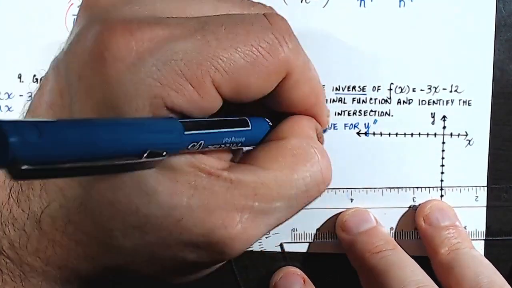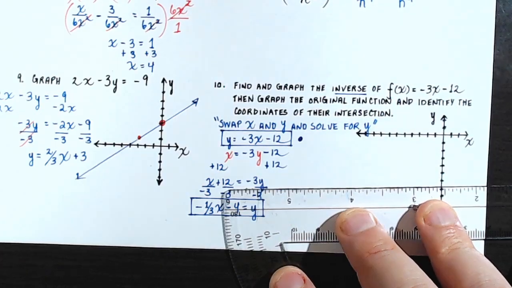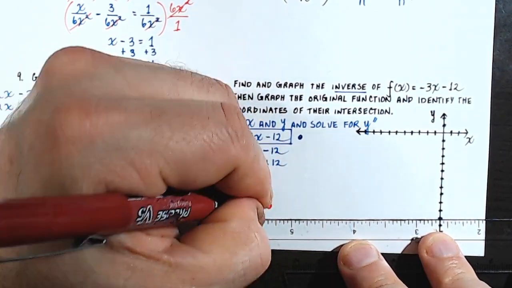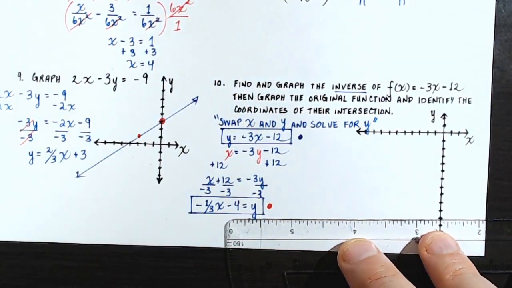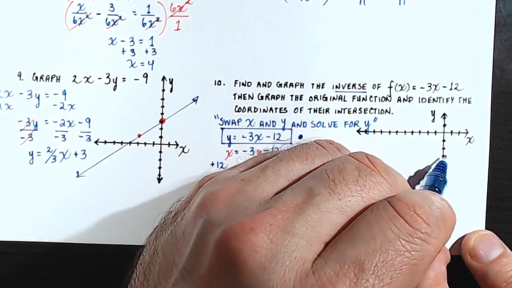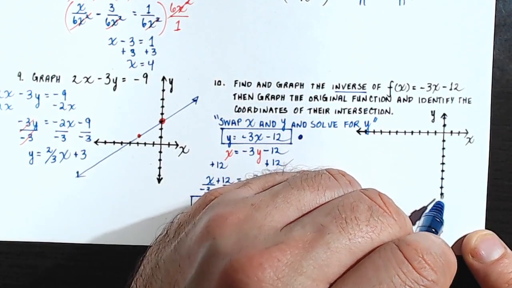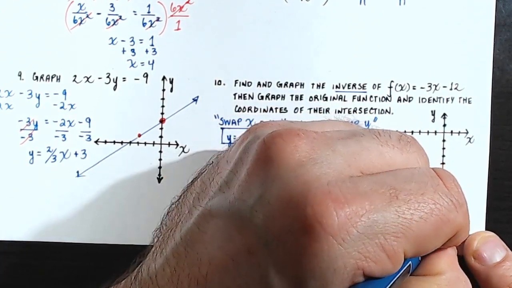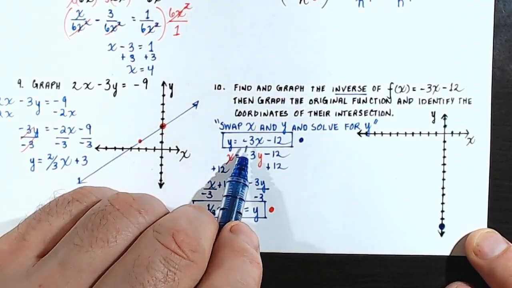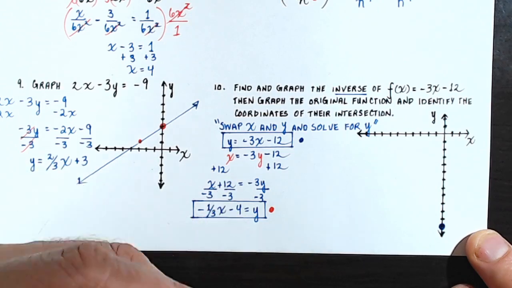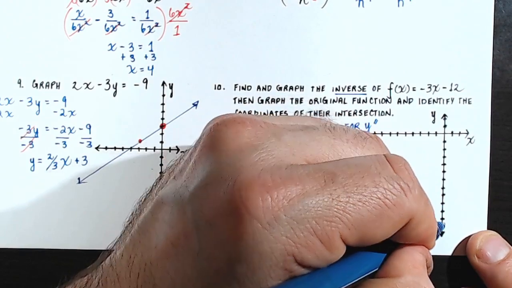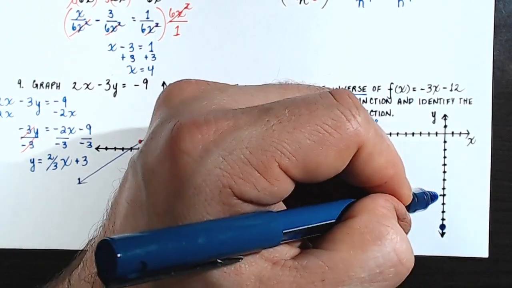Okay, so what I'll do is I'll plot the original function in blue, and I'll plot the inverse function in red. And we'll see where they cross. So plotting the original function, I've got a y-intercept at negative 12. 1, 2, 3, 4, 5, 6, 7, 8, 9, 10, 11, 12. So I'll bubble this in down here. Okay, and then my slope is -3. So I'll go down 3 over 1. Or since I don't have that on the graph, I'll go up 3 and to the left 1. So up 1, 2, 3, and to the left 1.